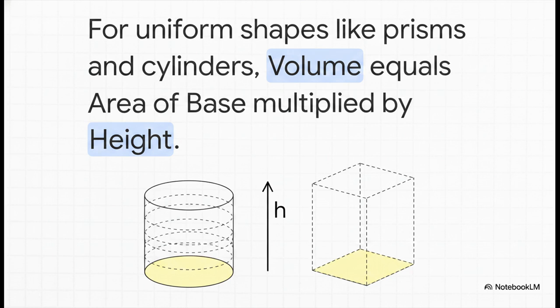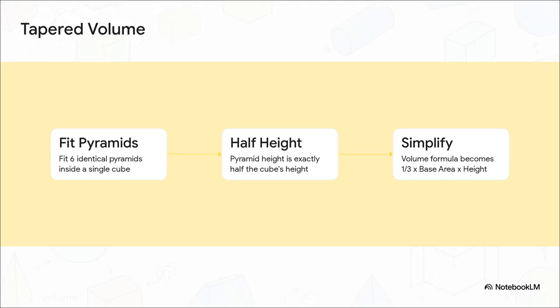But what if the shape doesn't go straight up? What if it tapers to a point, like a pyramid or a cone? Well, that requires a pretty special trick. Take a look at how we solve the volume for a tapered shape, like a pyramid.